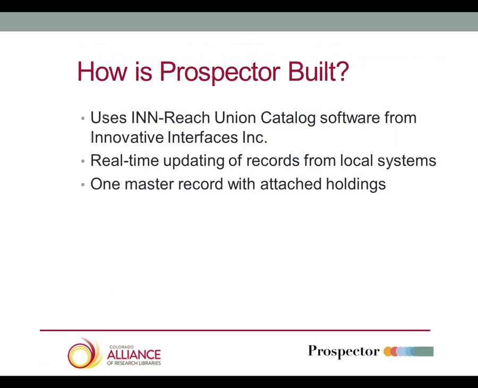So I want to talk a little bit about how Prospector is built. As I mentioned earlier, we have this InReach Union Catalog software at the Alliance, and that's all we have, the Union Catalog. So we don't know about your circulation, we don't have any acquisitions information or cataloging. Records are updated in real time to the InReach catalog, and we can see records loading into the catalog. There's one master record, and then there are also attached holdings, and we'll talk a little bit more about that too.